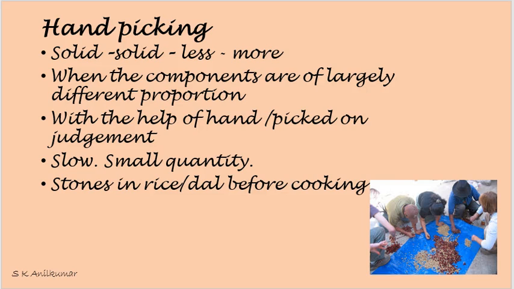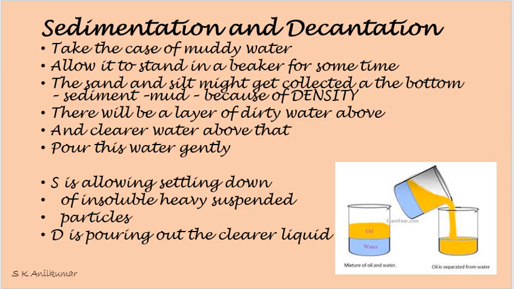You pick up stones from the rice or wheat. You pick up the good ones out of the bad ones after a harvest, in case of a fruit. All this is hand picking, with the help of hand based on judgment. It is slow and it is possible only if it is a small quantity. But for picking out the stones from the dal before cooking, hand picking is the best method of separation.